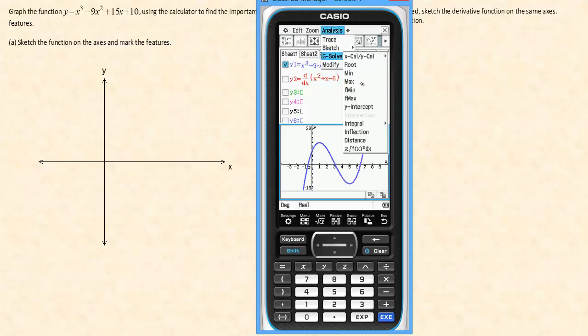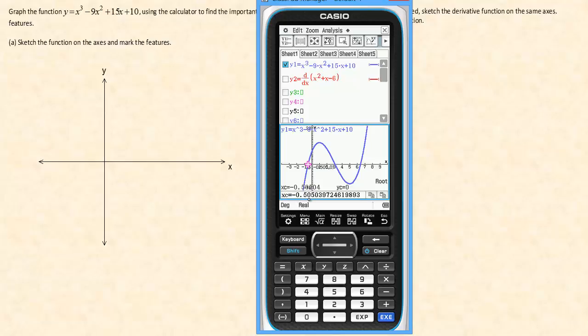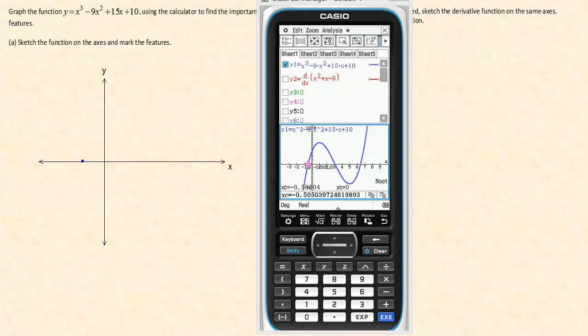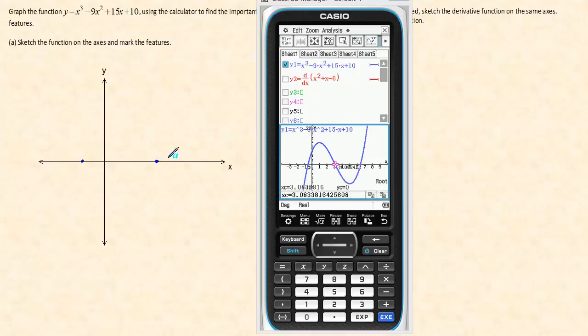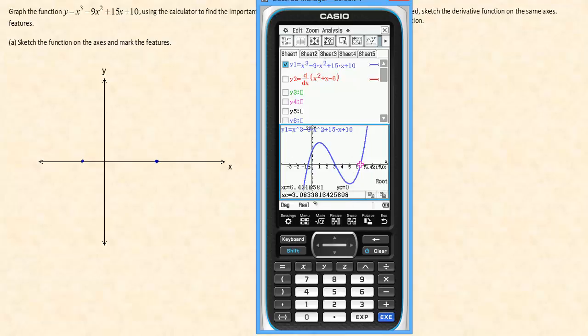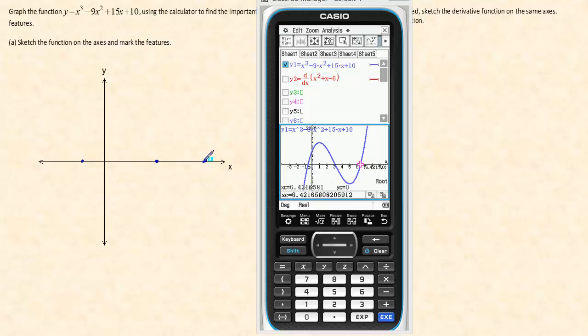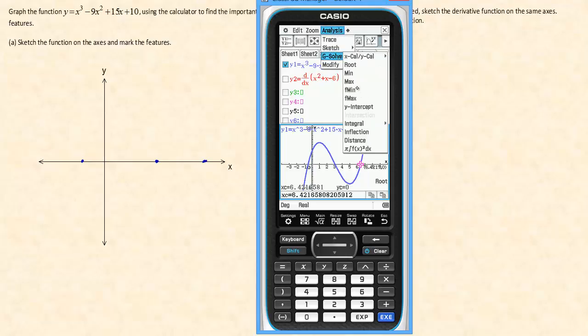So let's see if we can find the roots to start with. So we've got one here at just a bit more than 0.5. So let's mark that on here, and then find the next one. So that one's just a bit more than 3. Obviously it's a sketch, we don't need to make sure that this is accurate in any way. And then the next one's just past 6. So that's here.